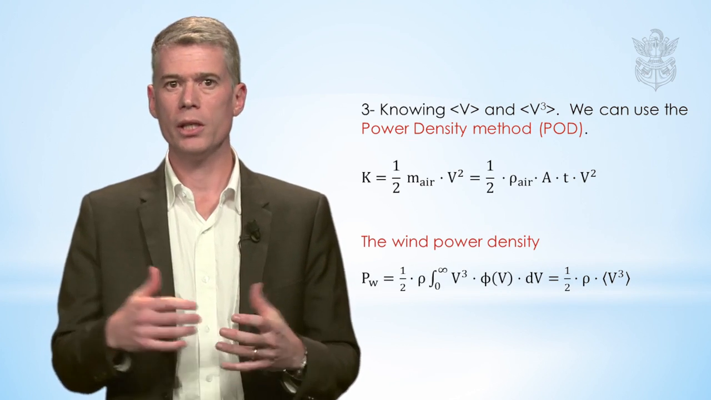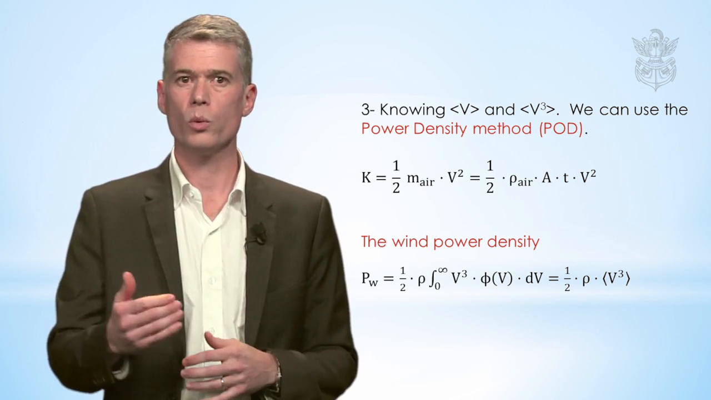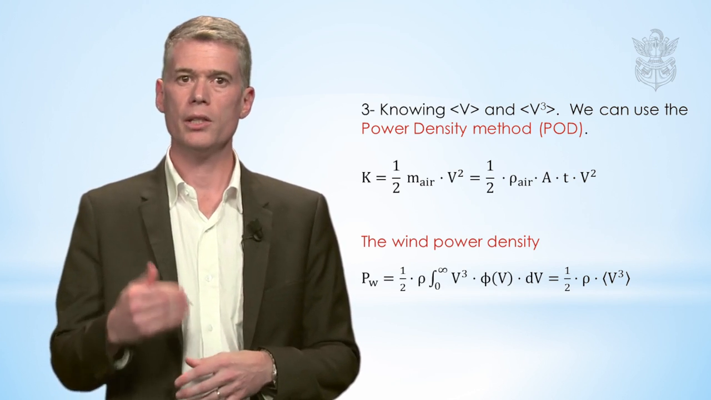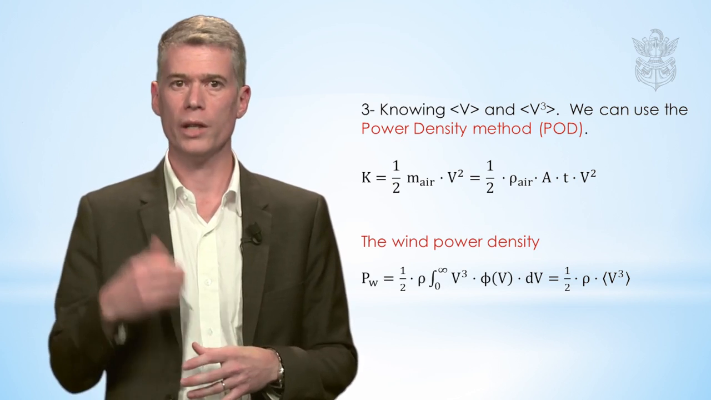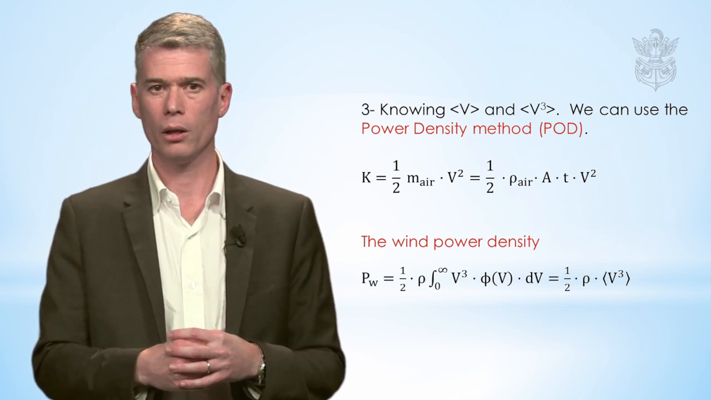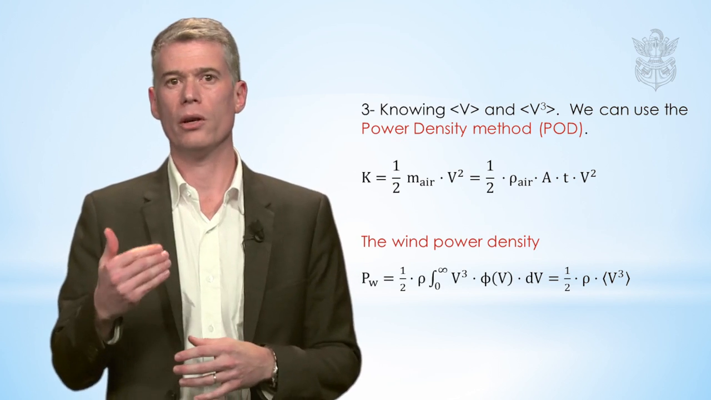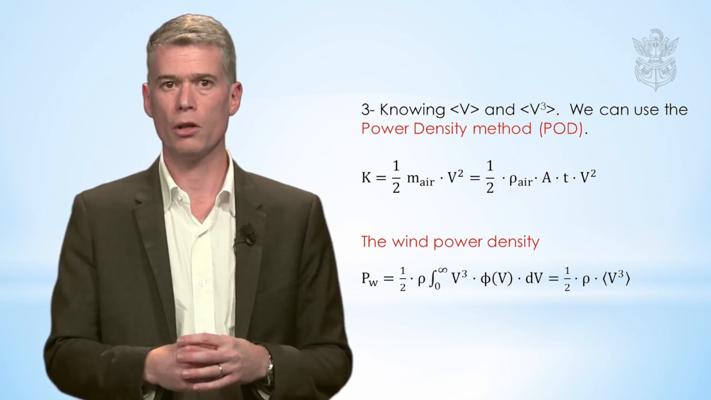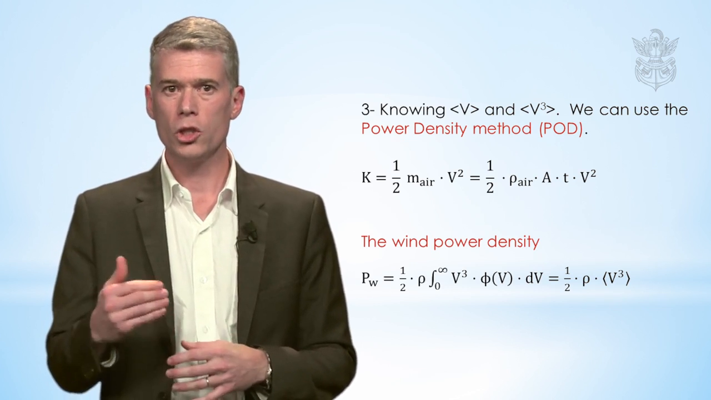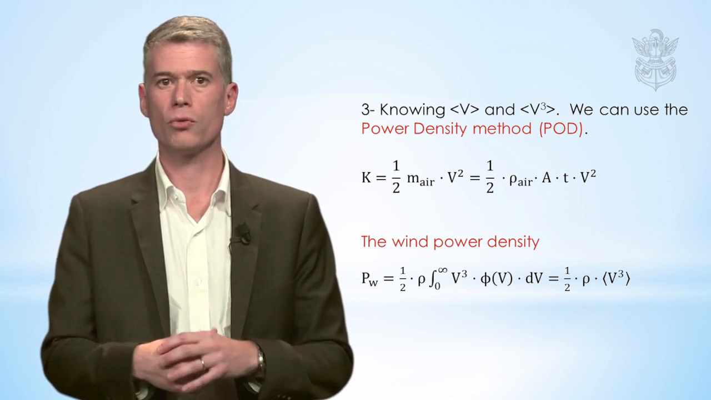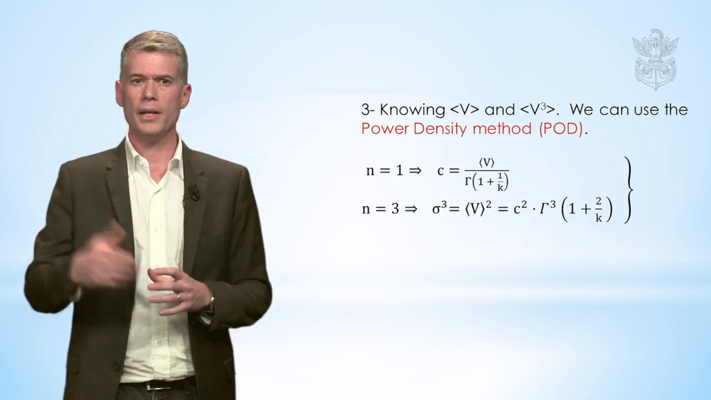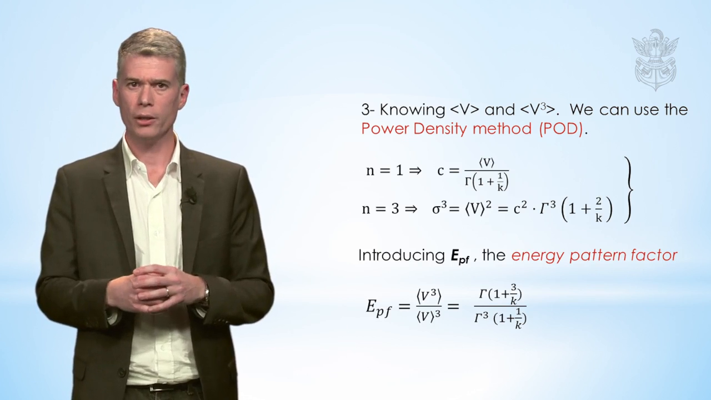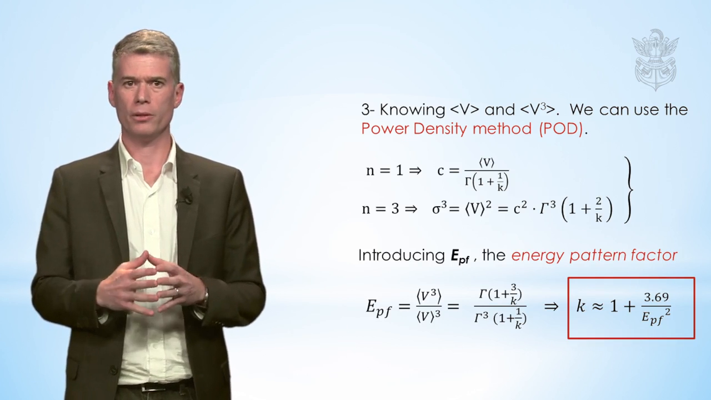Wind energy is the kinetic energy of an air mass. For a constant wind speed V crossing a normal area A during a given period t, the kinetic energy contained in the air mass will be the one expressed here in the first formula. The wind power density for a unit of area and per unit of time is defined then as the kinetic energy per unit of area and unit of time, which in its integral continuous form is related to the third statistical moment. Taking the analytical expressions of the moments and defining the energy pattern factor, we obtain an expression for the shape parameter k.